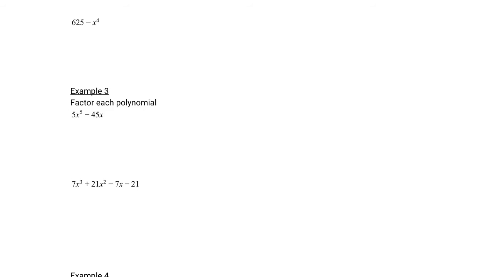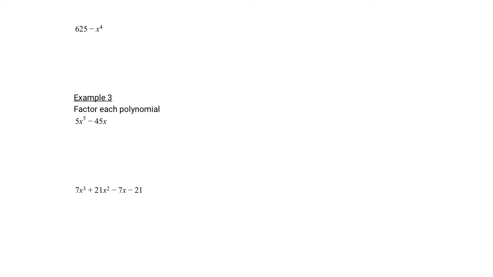Last one. You look at 625 and you think, huh, I'm sure that is not a perfect square. Well, I have some news for you. It totally is. The square root of 625 is 25. Whoopsie, so sorry. Square root of x to the fourth is x squared. X squared times x squared is x to the fourth.